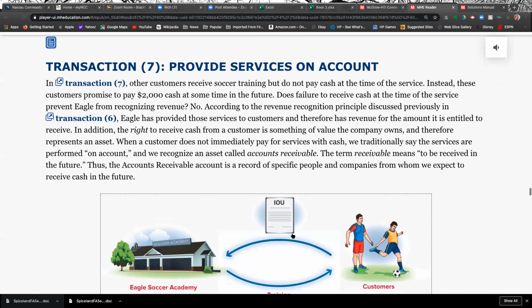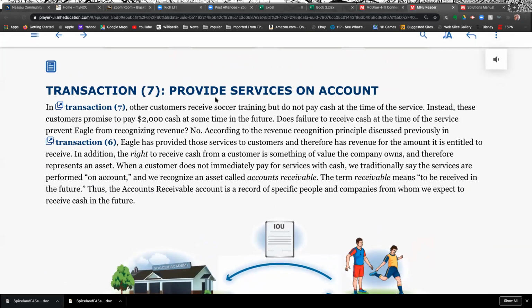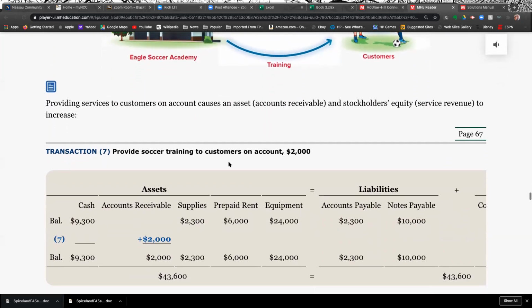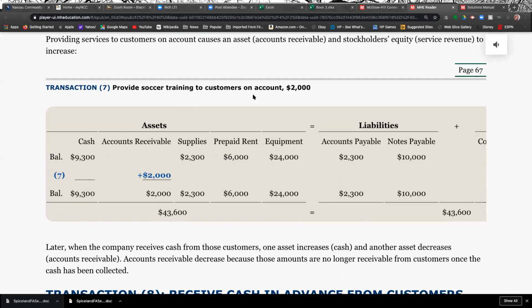Provide services on account. Provide services meaning revenue again, service revenue. And on account means accounts receivable. So provide soccer training to customers on account, $2,000. Increase accounts receivable. Accounts receivable is an asset. You did something for your customer and he's agreed not to pay you now, but to pay you later, right?